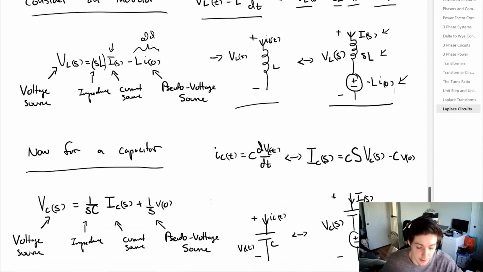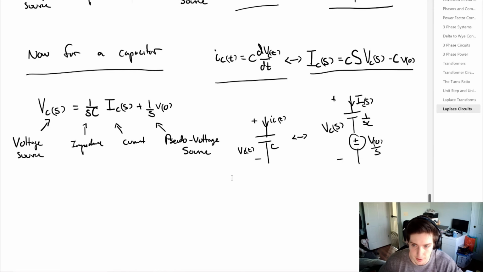And now if we consider a capacitor, where we had the displacement current equal to the capacitance times the differential of the voltage, we can transform that into the S domain to arrive at this equation here. What we're going to do is divide everything by CS, so that we get another KVL looking equation where we have the voltage source, the impedance 1 over SC, the current, and it should not be a current source. Neither of those should actually be current sources. That's a little typo. And then we also get this pseudo voltage again. We have 1 over S times V naught.